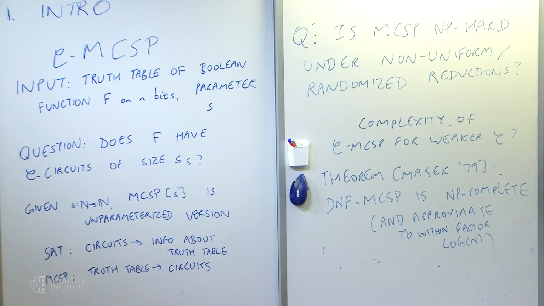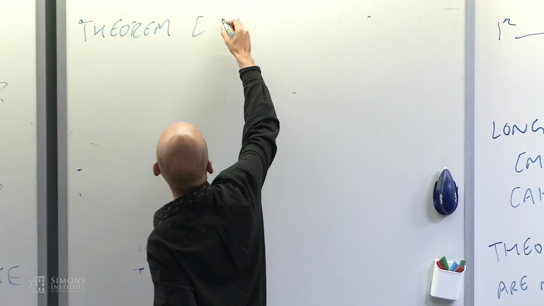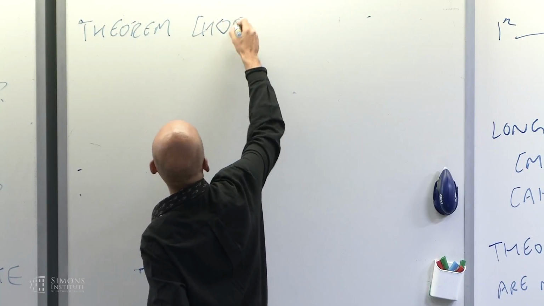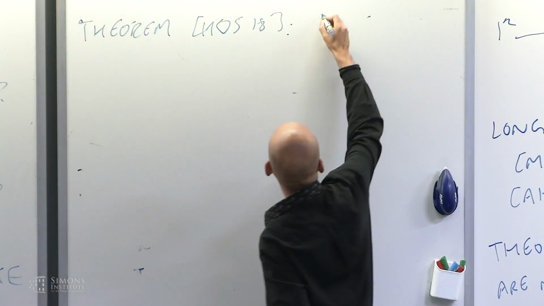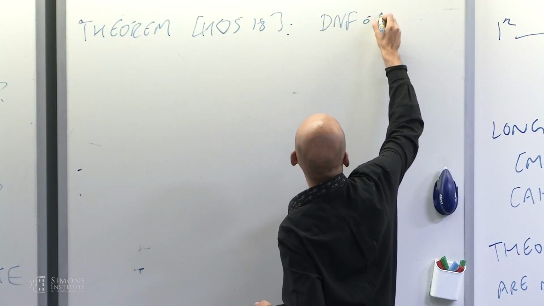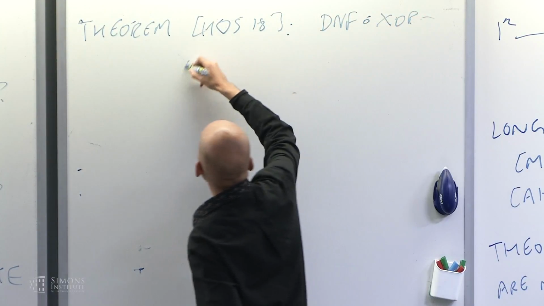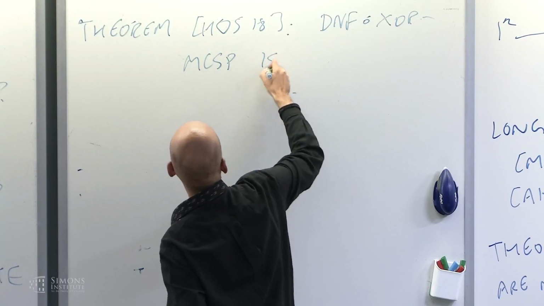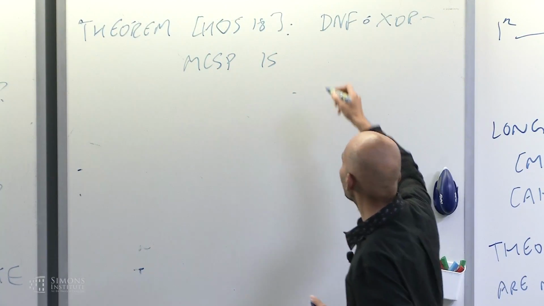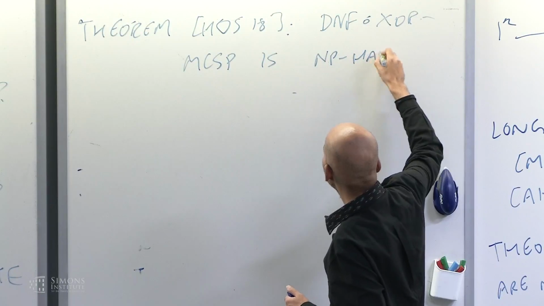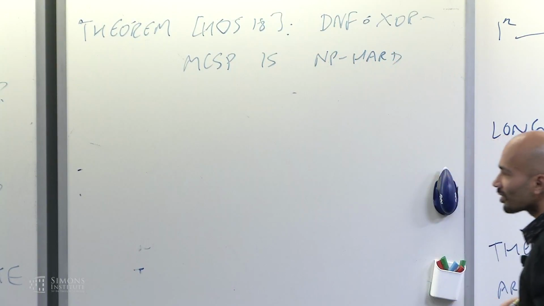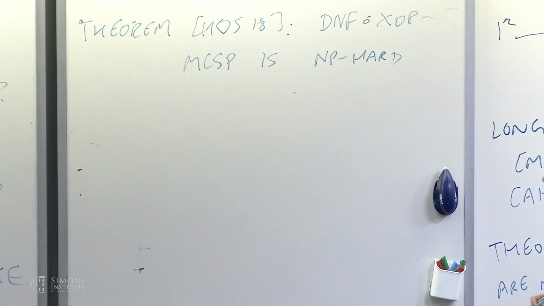So that's a recent result of mine with Igor and Shuichi. For DNFs of XORs, which is just a slightly more complicated complexity measure, MCSP is NP-hard. But this is just a little bit of progress, and there's still a lot left to do.